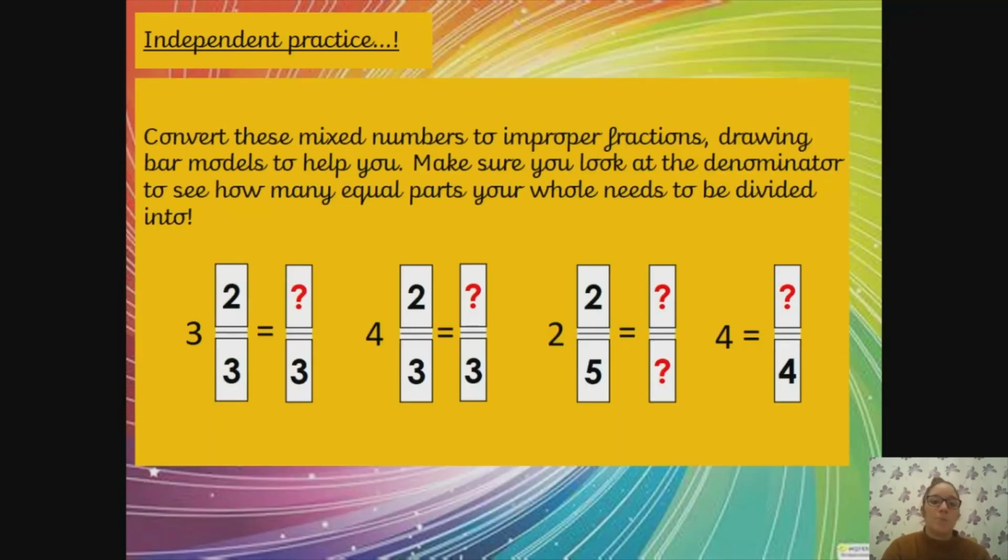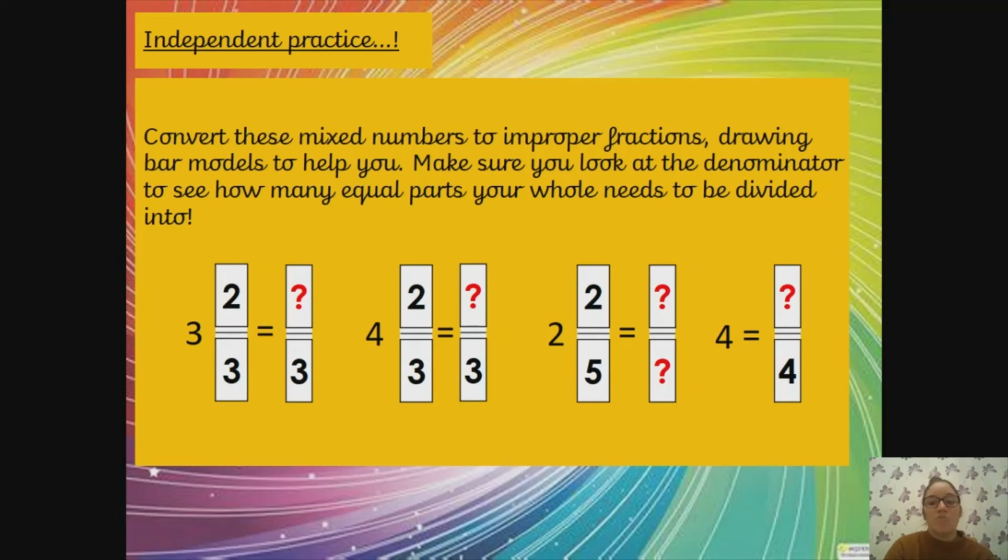Okay, so your independent practice now. What I'd like you to do today is to convert these mixed numbers to improper fractions, drawing bar models to help you. So just like we've been doing, make sure you look at the denominator to see how many equal parts your whole needs to be divided into. Okay, so you're just converting your mixed numbers to improper fractions. Okay, so you know that this one here, we've got 3 wholes. How many are 3 wholes if they've been divided equally between 3? And then there's 2 extra, which you need to add on to that. So think carefully about those.